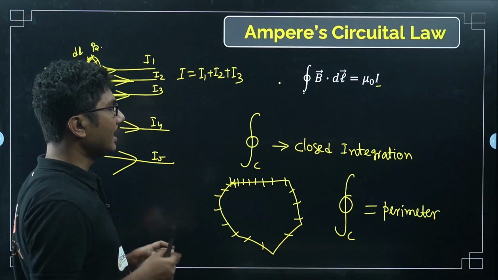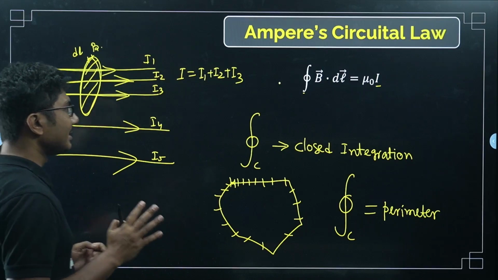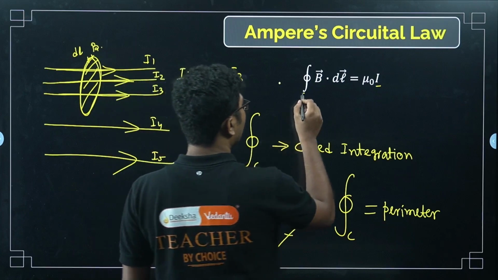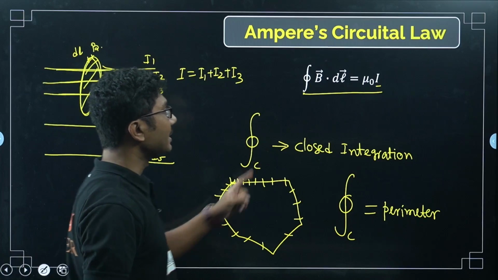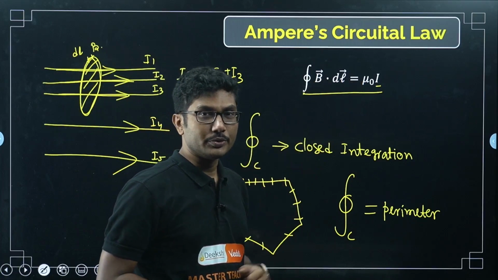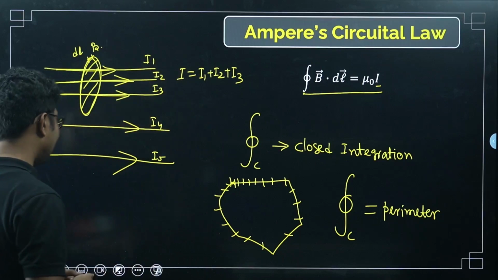We are not doing any integration in this step, but this is the statement or formula for Ampere's law. You must remember that the closed integral of B dot dl is equal to mu naught I. Here I is the enclosed current.